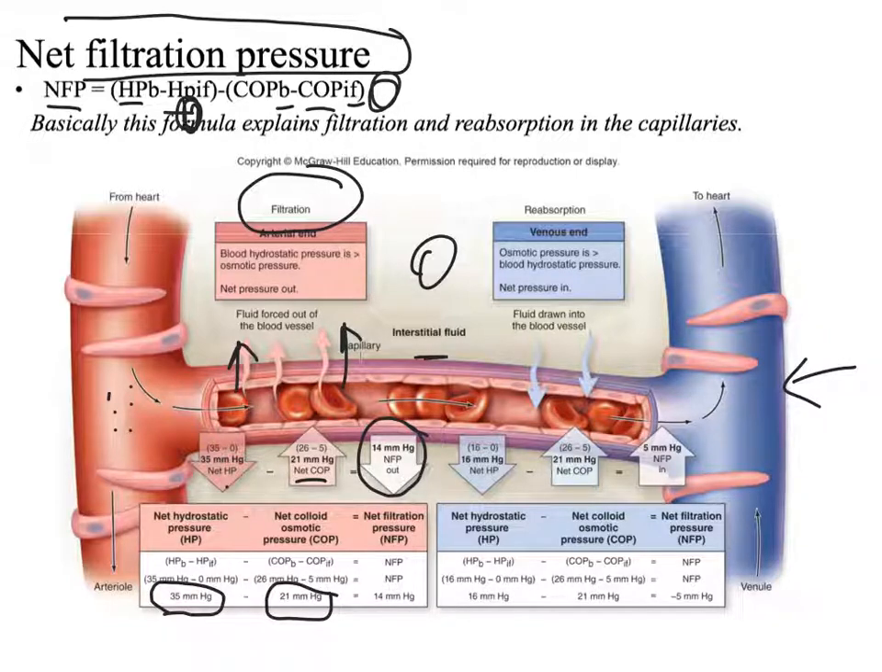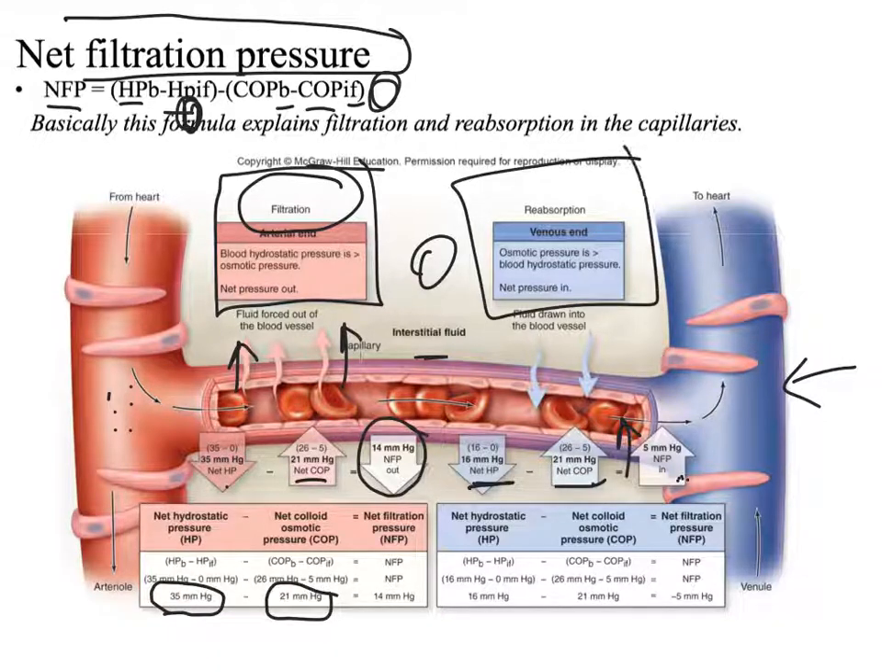Now at the venous end, the hydrostatic pressure is going down, because blood's slowing down as it goes through the capillary. The colloid osmotic pressure of the blood is higher. It's 21, which is greater than this. So that means that the net filtration pressure is going to cause fluid to go in. Basically, this is what I want you to know. What's in these boxes?